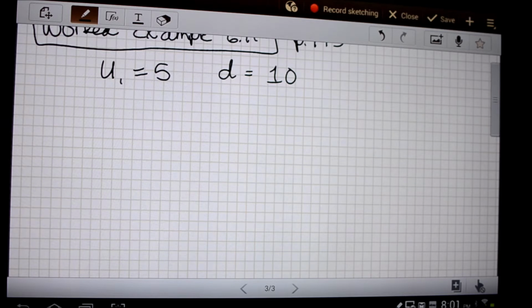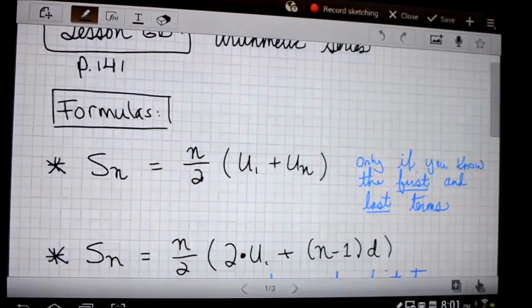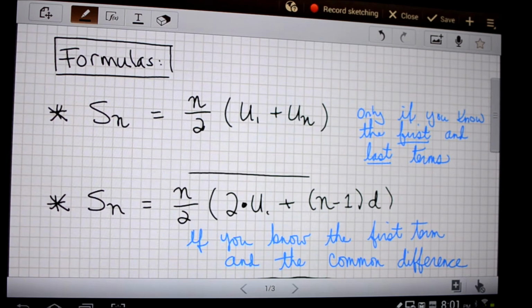If the sum of n terms, they didn't tell us how many terms, is 720, how many terms are in the sequence? So basically we're trying to find n. Okay, let's see. I think we're going to use that second formula, I think we can use this one right here.